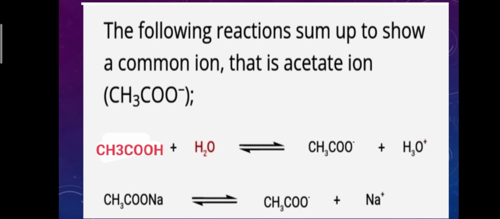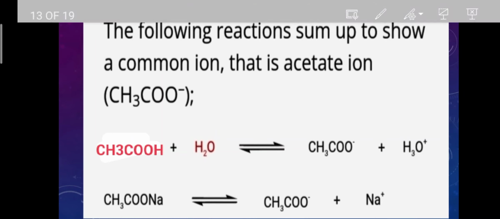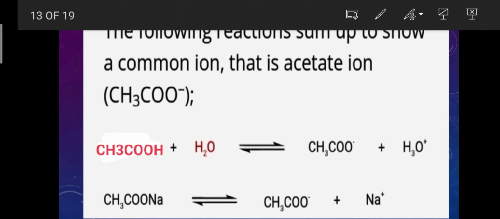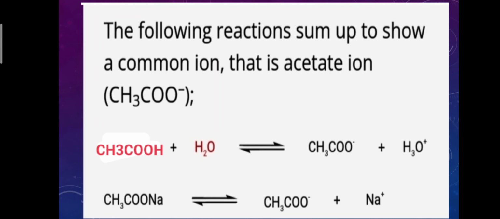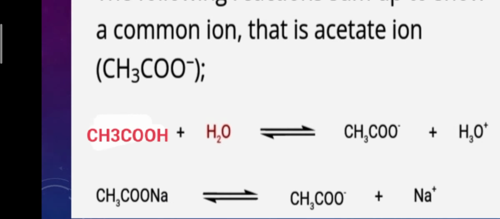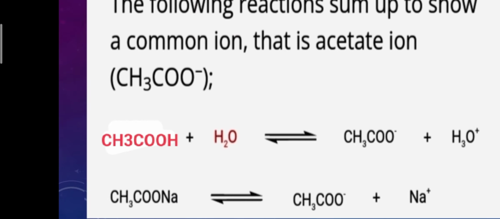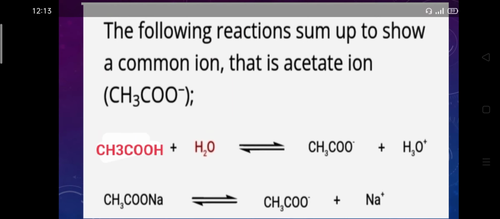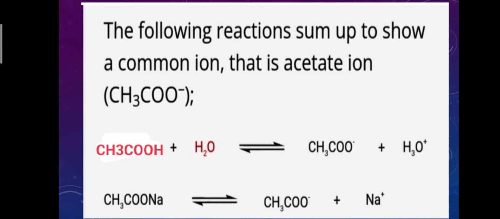While sodium acetate is ionized to form acetate ion and sodium ion. So, the common ion in this reaction is the acetate ion, that is CH3COO negative, which is provided by both the reactants, that is acetic acid and sodium acetate.